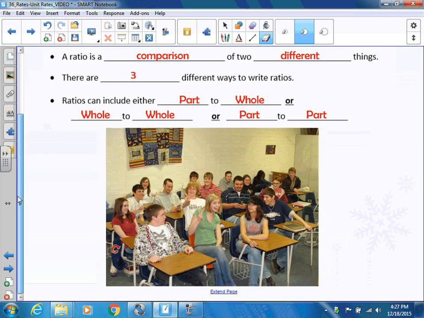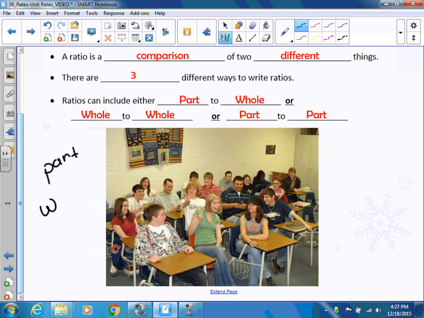And I want to explain what that means. If you look at this picture that I've put here, this is a middle school class. When we say part and whole, part would be which part of the class, and whole would mean the whole class. So if we're comparing part to the whole, we have to pick which part we want to compare. What if I wanted to compare boys to how many boys are in the class?